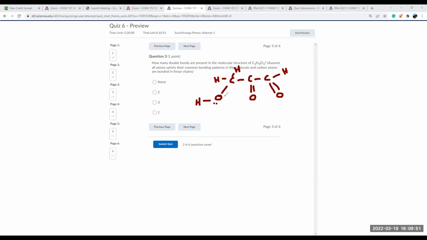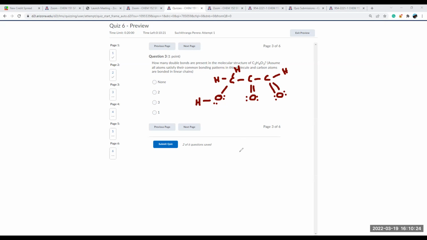Remember, we have the lone pairs to go with these oxygens to fulfill the octet. So I fulfill the common bonding pattern of oxygen by adding this oxygen-hydrogen bond, and then to fulfill the octet rule, I need to add the lone pairs to make sure that all the elements except for hydrogen have an octet of electrons around them. Now, based on this, we have 2 double bonds in this structure.